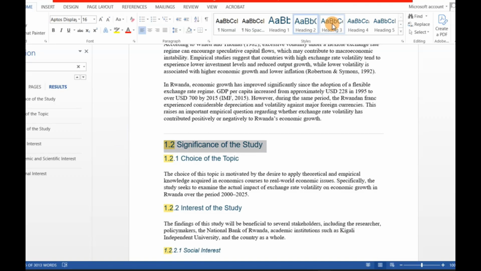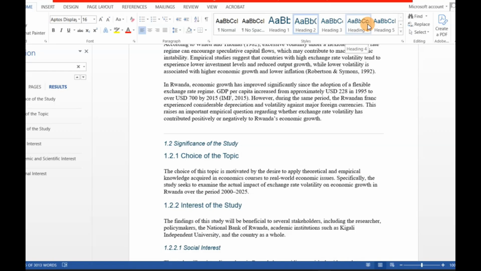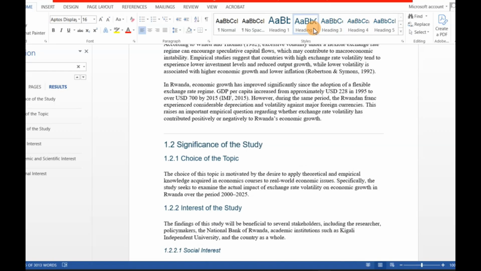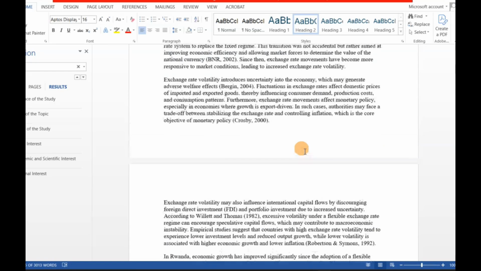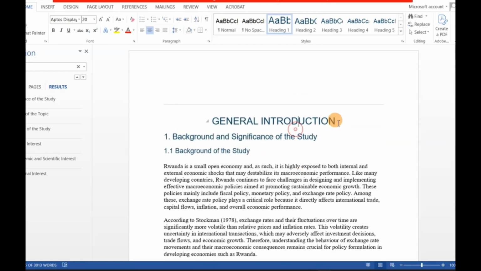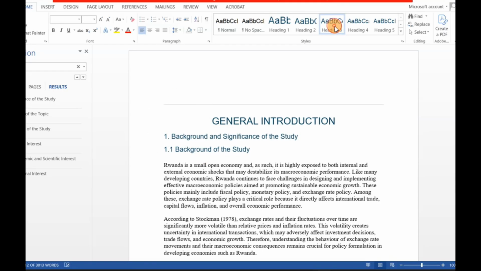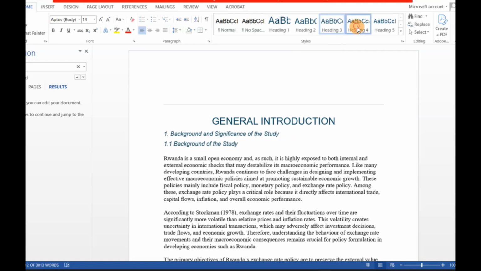It should be like Heading 4, like this one. So don't use Heading 2. Heading 2 is very broad for chapter 1. Like for the general introduction, you can see I'm in Heading 1, Heading 2. But this small one, you should put this background in Heading 3, at least Heading 3 or Heading 4, the smallest one.